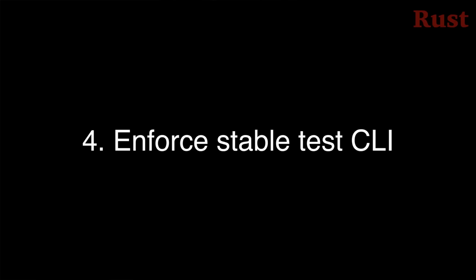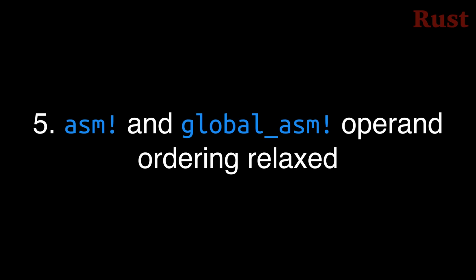Number 4, when Rust compiles tests, it produces test binaries that have their own command line options. Some of these options were supposed to only be available in nightly versions of Rust, but that wasn't being enforced. So some folks were mistakenly depending on unstable options in stable Rust. This has been fixed, which may temporarily break some things like test-related stuff in IDEs. Number 5, if you were using the asm and global_asm assembly code macros, the order of the operands has been relaxed a little bit, so it's a little bit more flexible to write your assembly code. See the link in the description for more details.